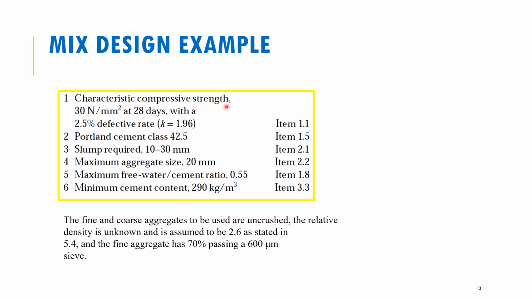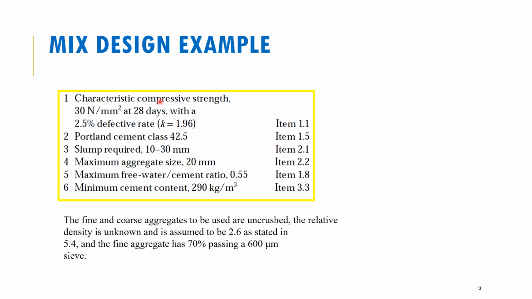Now we've got a characteristic compressive strength of 30 newtons per millimeter squared, which is equivalent to MPa, so 30 MPa at 28 days. So the client desires to reach that strength, 30 MPa at 28 days. And the defective rate that's specified is pretty low, 2.5%. Again, don't worry about the K for now, I'll explain that later. The class of your Portland cement is mentioned as 42.5. The slump that's required, maximum aggregate size, maximum free water to cement ratio, and the minimum cement content.